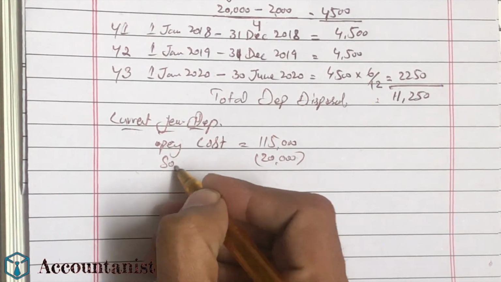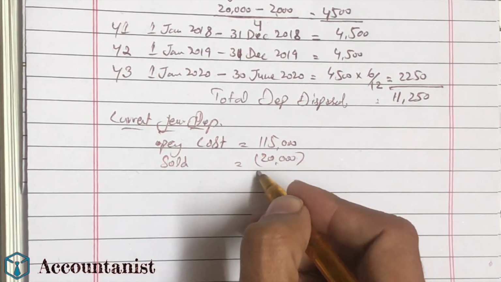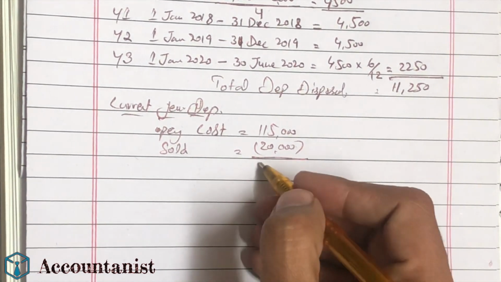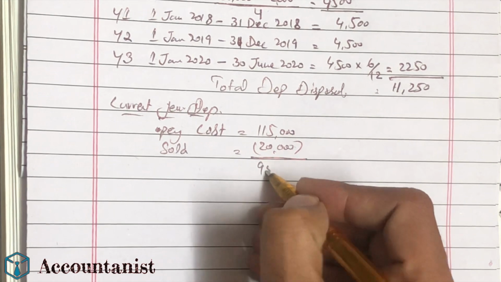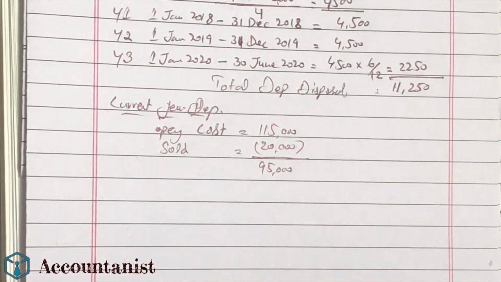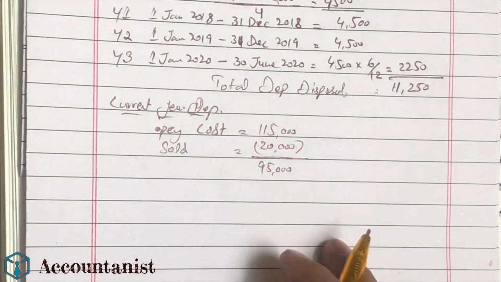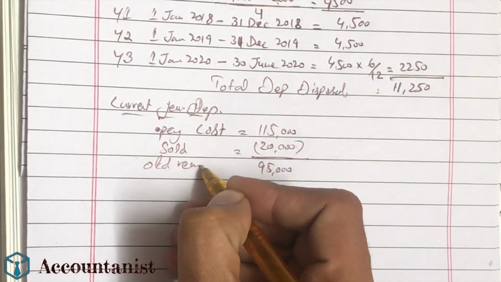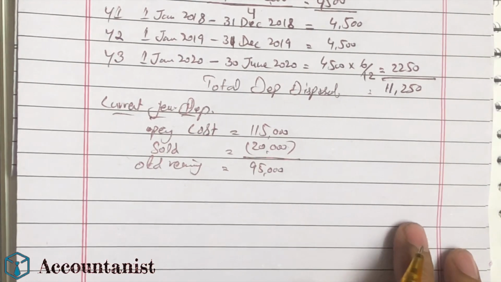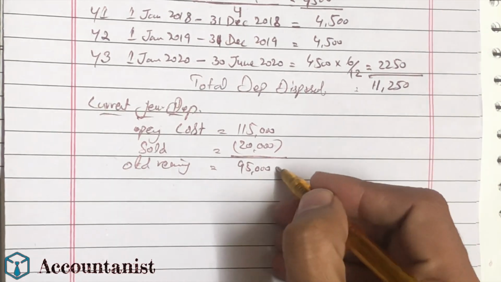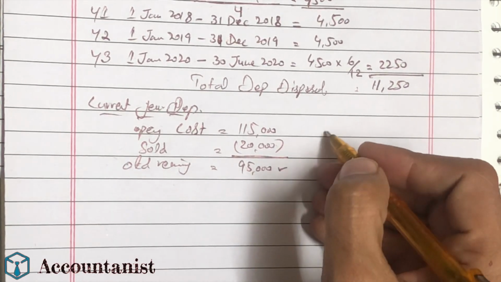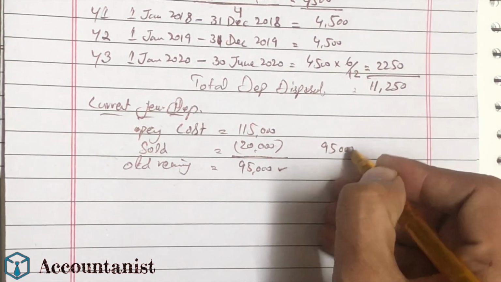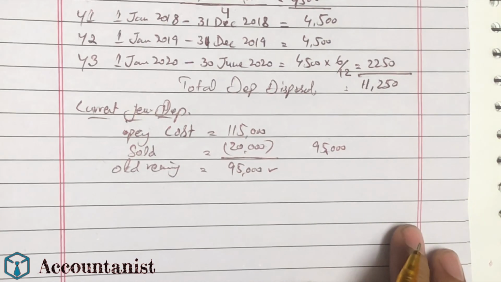That's the sold asset, and now the old asset that I have left is 95,000, the cost value. So that's the old remaining assets. I'm going to calculate the depreciation value for this old remaining asset, and I'm again going to use the same formula, because it's the policy.